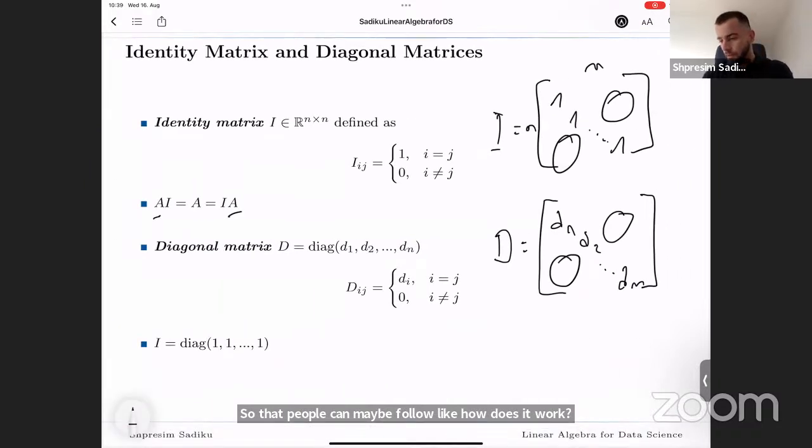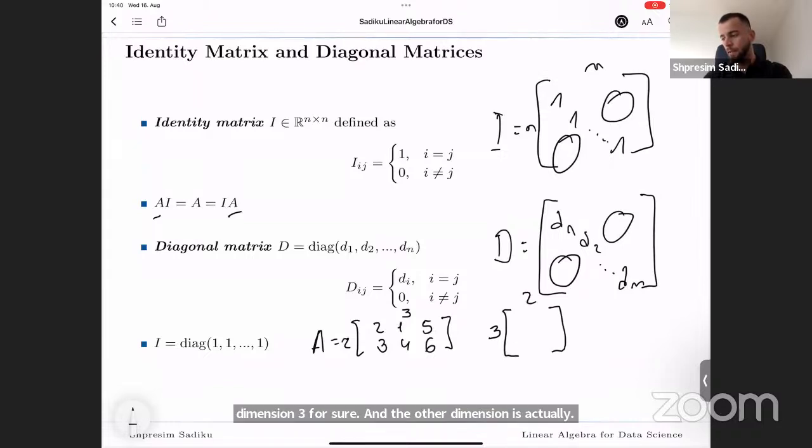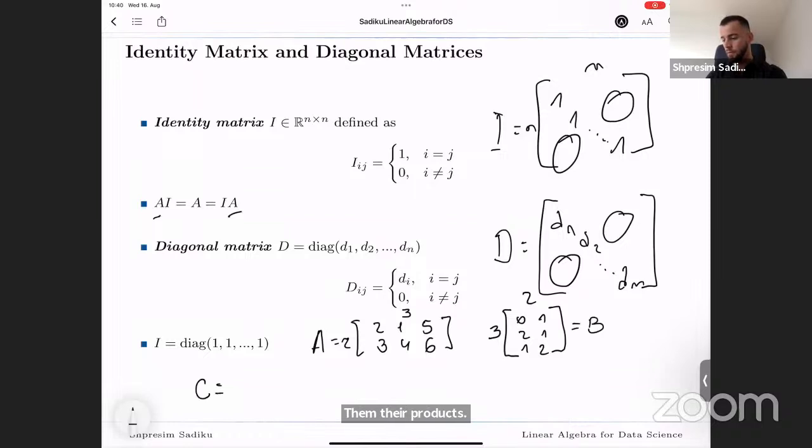All right, so let's say we have a matrix A, which is the matrix 2, 1, 5, 3, 4, 6. So this is a 2x3 matrix. Then we would need the other matrix to have the first dimension 3 for sure. The other dimension is actually free to choose, but let's choose it to be 2. So 0, 1, 2, 1, 1, 2. This one is the matrix B, and then we take their product.